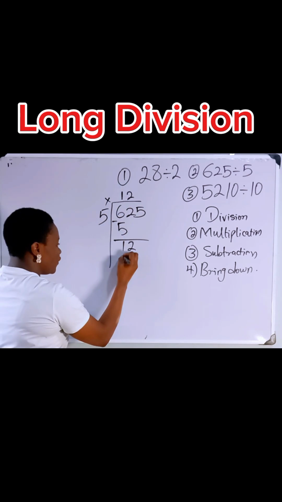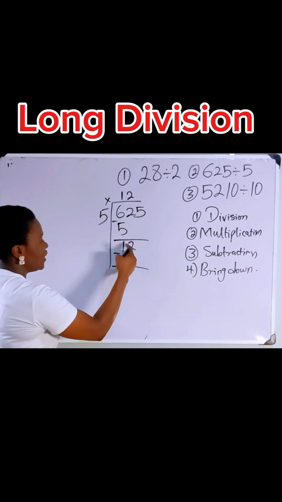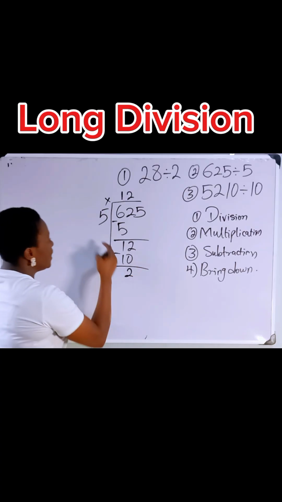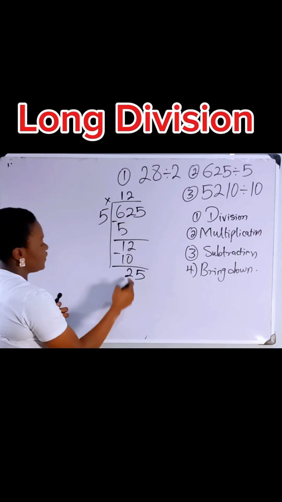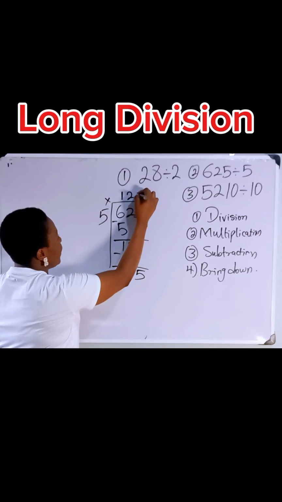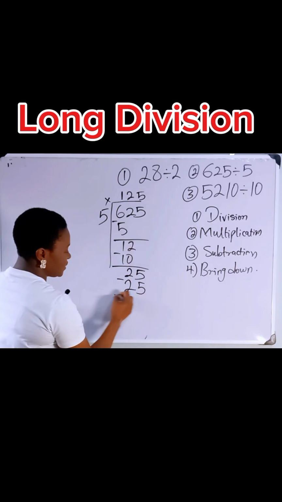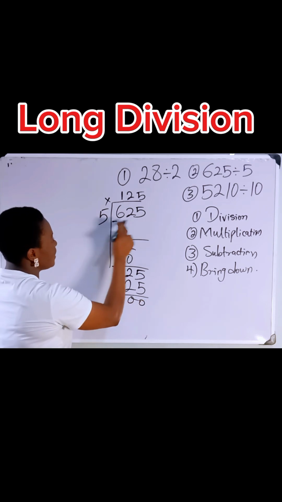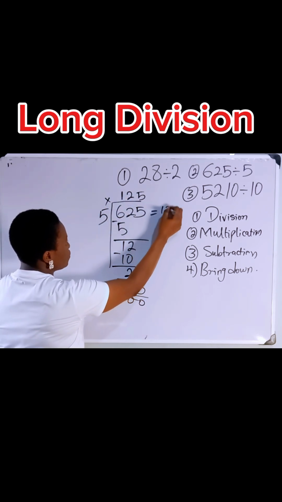2 times 5 will give us 10. Then we'll subtract this step here. So from here, 2 minus 0 will give us 2. Now the next step is to bring down 5. So 25 divided by 5 will give us 5. We'll write that 5 here. 5 times 5 will give us 25. And we'll subtract. 25 minus 25 will give us 0. So the answer to this is 125.